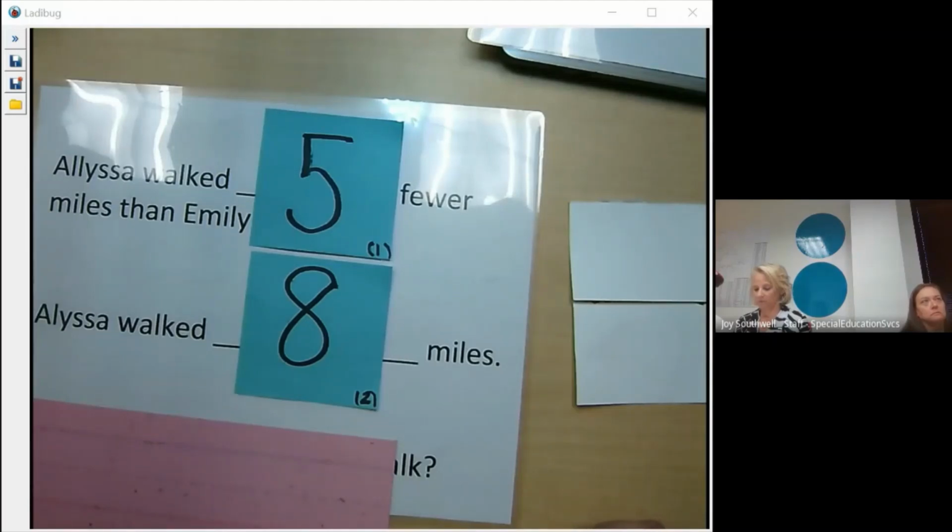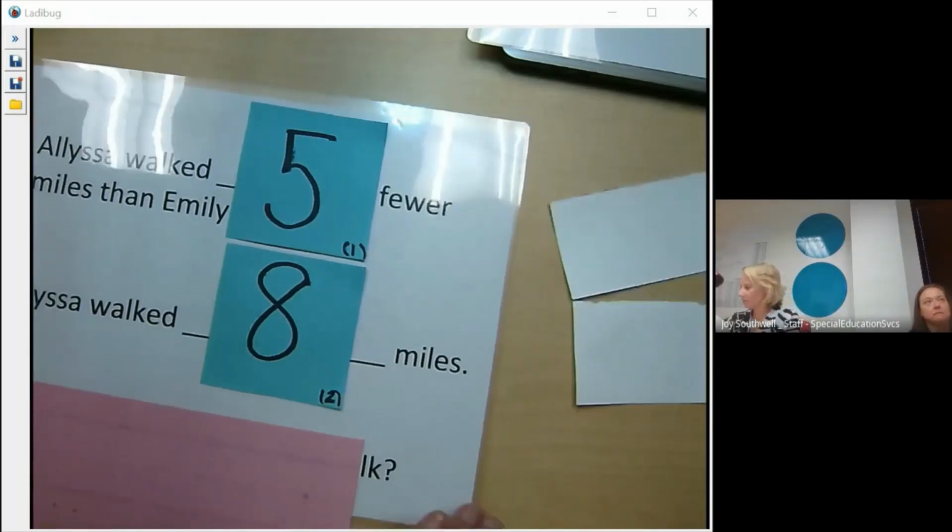Is that backwards? Nope. 5 miles fewer than, yeah. Emily. Yeah, and Alyssa walked 8 miles. This language is tricky. The fewer and more language is tricky. So let's try to draw this out.